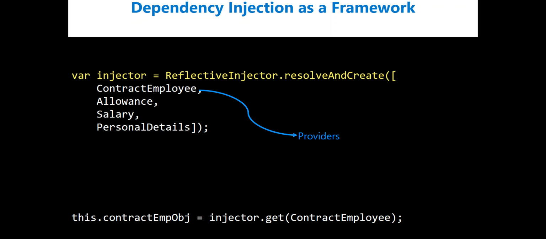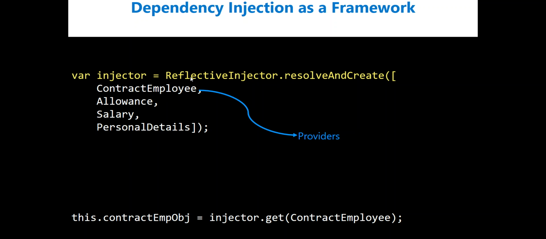So again, I hope you guys get a fair idea on that. You need to remember two things. One thing is the provider. Provider is where you need to register all your dependencies. So allowance, salary, and percentages are all the dependencies of the contract employee. So the contract employee is completely dependent upon these. That is where we are telling the dependency injection framework that these are all the things that are dependent to this particular class.